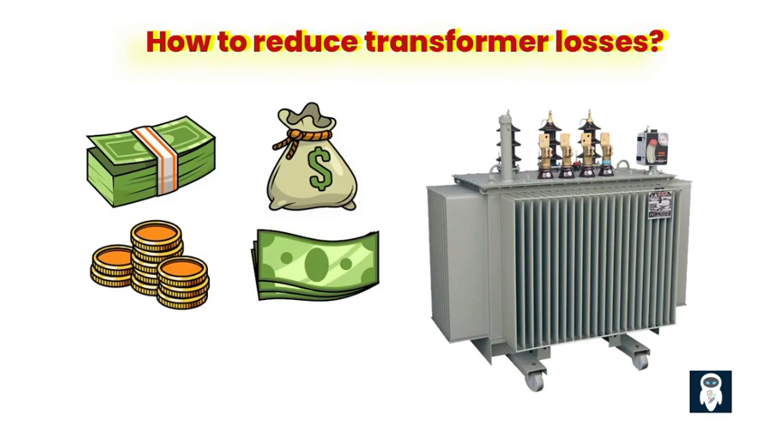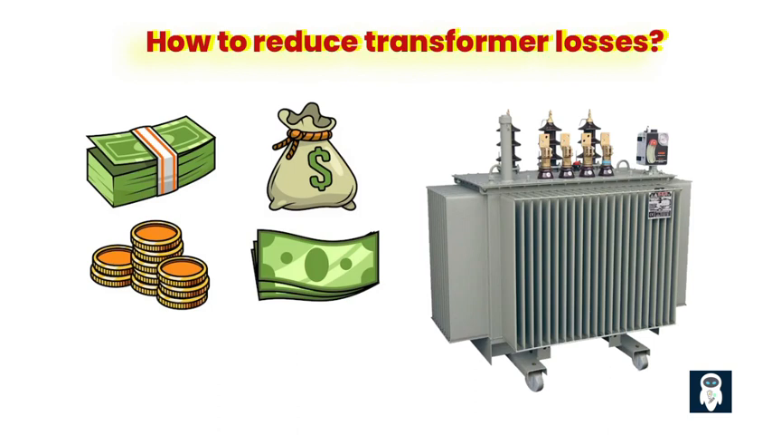No-load losses, or core losses, are another significant component of transformer losses. These losses occur in the core of the transformer and are independent of the load. Core losses consist of hysteresis losses and eddy current losses. Hysteresis losses are caused by the magnetization and demagnetization of the core material as the magnetic field alternates. Eddy current losses result from the circulating currents induced in the core material.